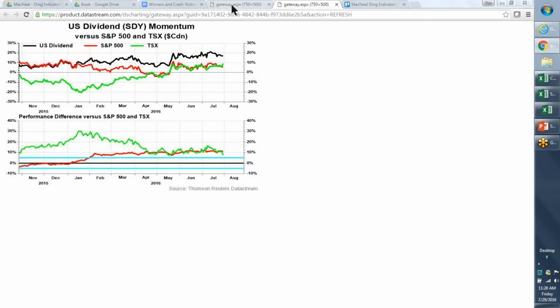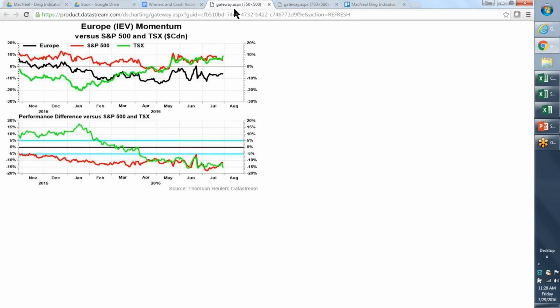Now let's look at the opposite. Let's look at something that, from a momentum standpoint, would be a sell. So clicking on the Europe ETF link down below in the table, you would get this popping up in your browser. This is the Europe ETF. Once again, Canada in green, US in red, and this Europe ETF in black. So what we see here right now is over the last 9 months, it's down about 7%, whereas once again, Canada and US are up 7 or 8%.